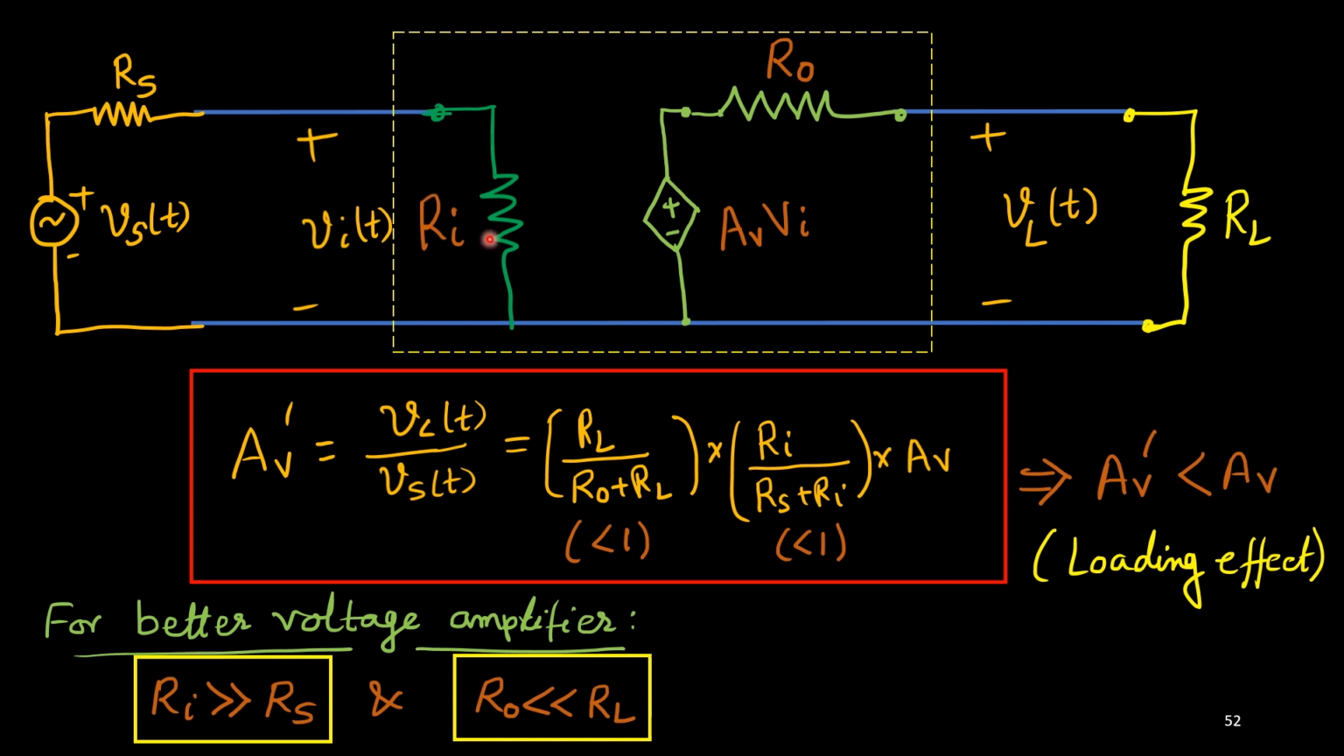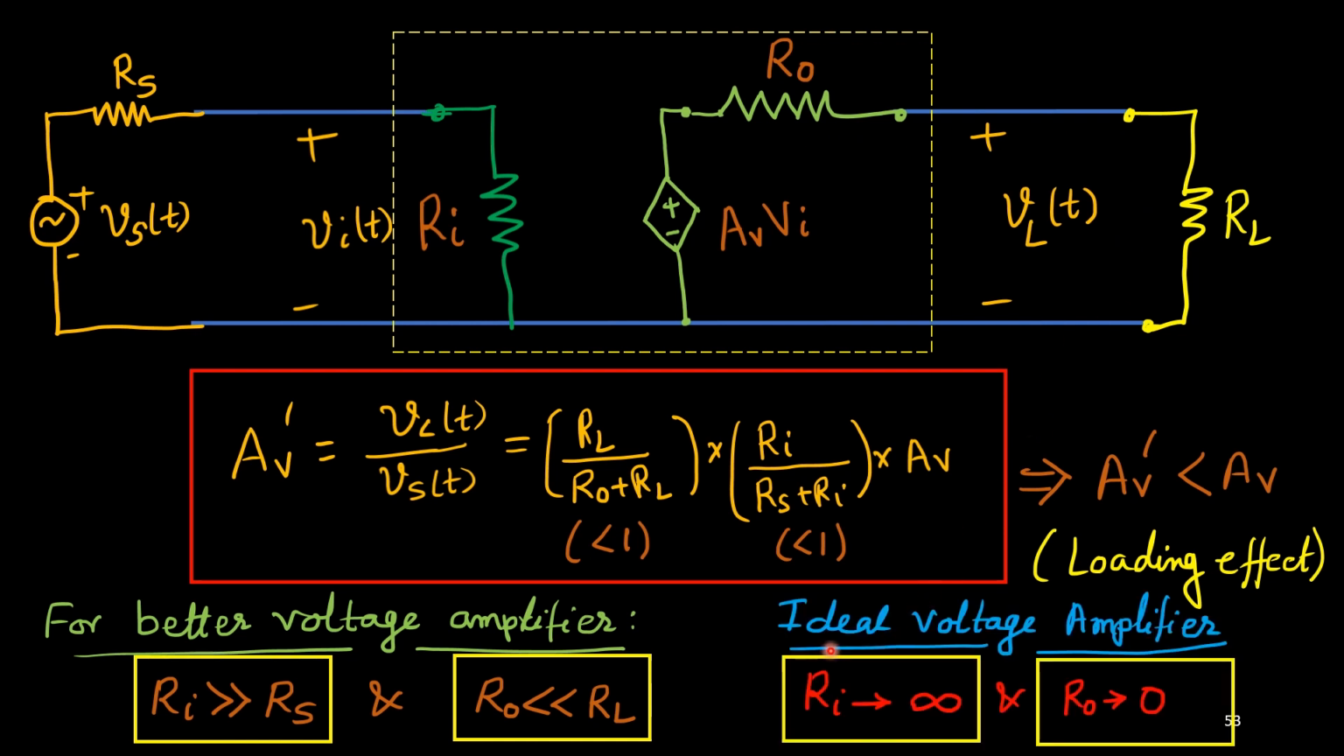So this is the logic. This Ri should be very large compared to Rs because I want more voltage across the input side of the amplifier, and this R naught should be very low because there should be little drop across the R naught so that maximum voltage will be available at the load. Okay.